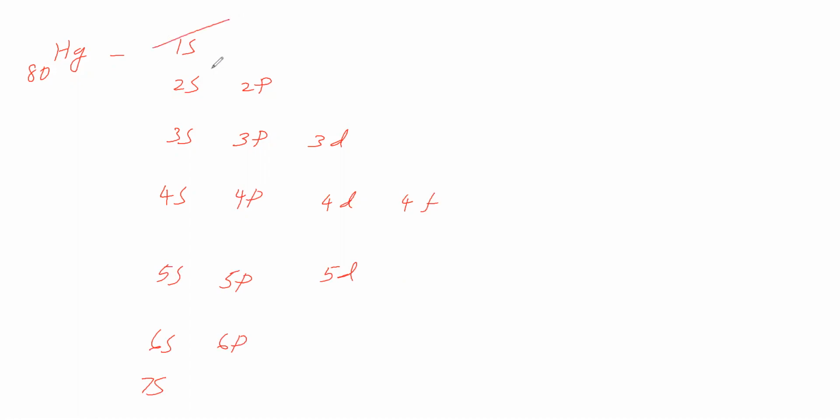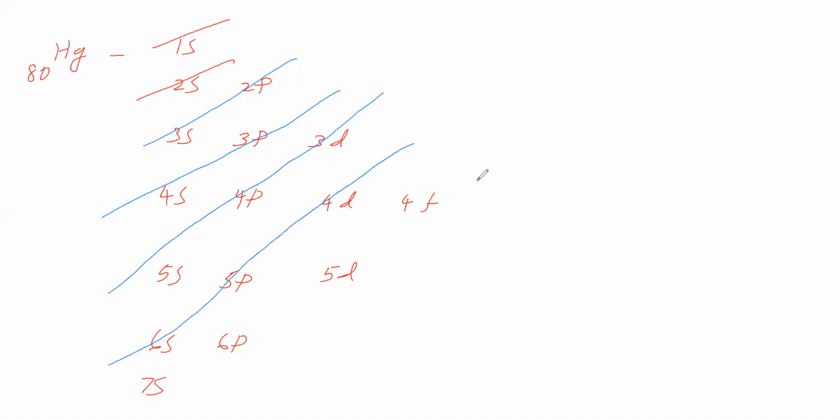First, the least energy is 1s. Next higher energy is 2s. Next higher energy is 2p, 3s. Next higher energy is 3p, 4s. Next 3d, 4p, 5s. Next 4d, 5p, 6s. Next 4f, 5d, 6p, 7s. Okay, now we will fill the electrons.